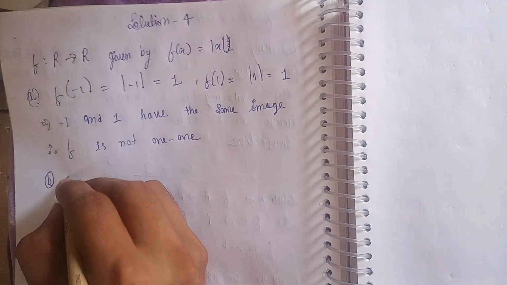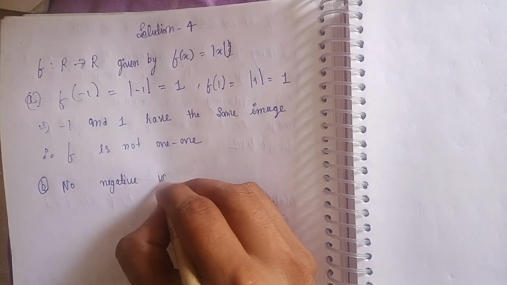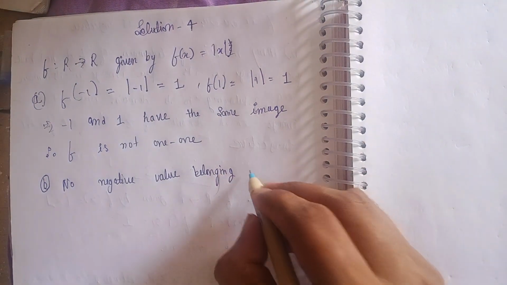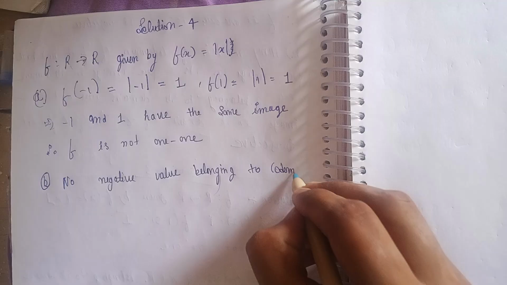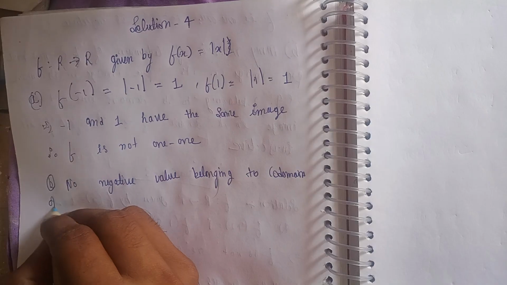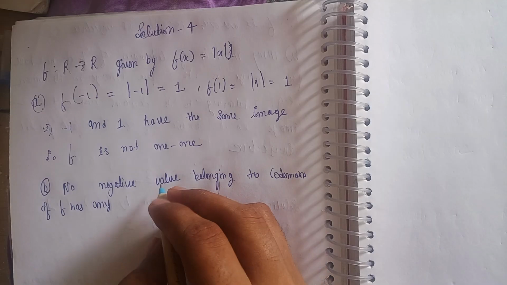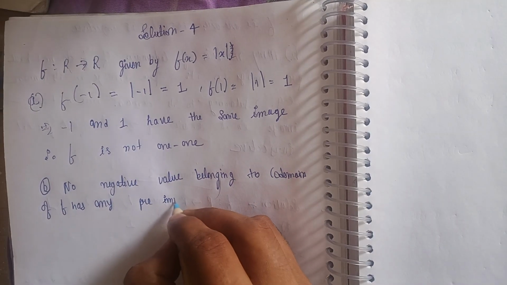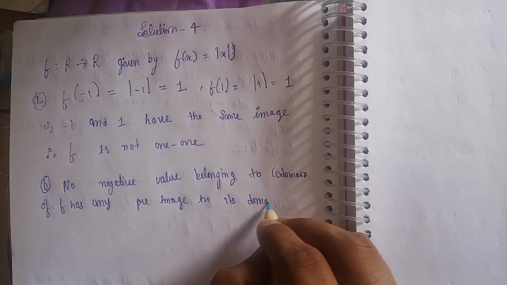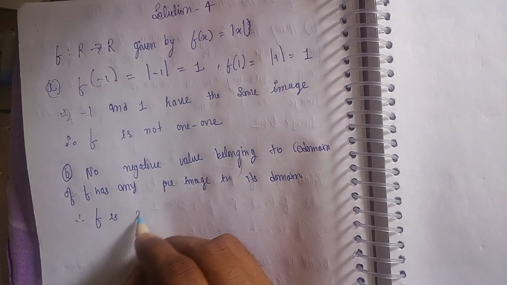Now, to check onto: no negative value belonging to the codomain of f has any preimage in its domain. Therefore f is not onto.